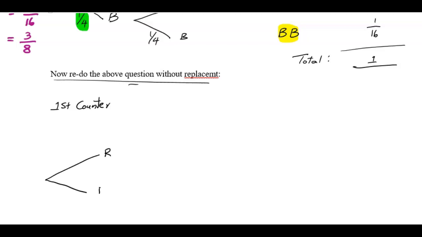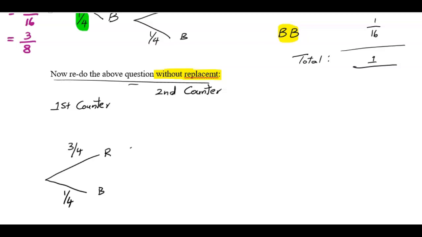A red followed by the blue, with the probability being 3/4 and 1/4. Now, when I go ahead and withdraw my second counter, this is where things are going to change, because remember we talked about no replacement, which means whatever we take out in the first attempt, we don't put it back in the bag, right? So we've already taken out 1 counter out of the 4, which means we're left with 3 counters for the second part of this experiment.